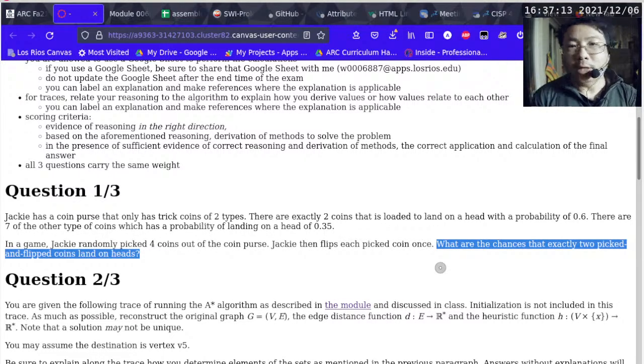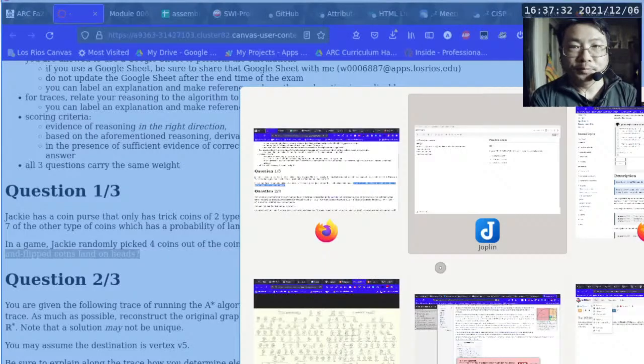So if that portion is order independent, we don't care about the ordering, then the way we choose the coins is not going to be important either. We just want to know, out of the coins that we have chosen, how many of those have a probability of 0.6 and how many of those have a probability of 0.35.